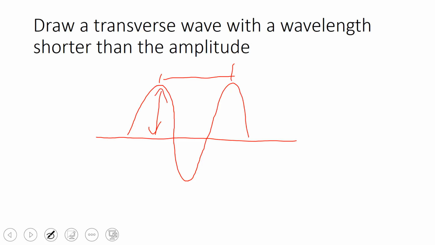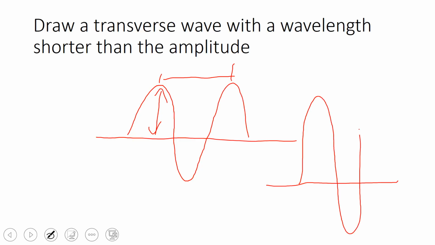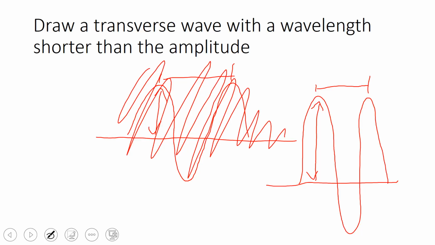We actually may need to exaggerate it a bit more. So let's redo this, and let's give a big amplitude and a very small wavelength. Okay, and so now here's our amplitude, and here's our wavelength. Remember, wavelength is measured crest to crest or trough to trough. And so this would be a transverse wave with a wavelength that is shorter than the amplitude. That is, the distance from crest to crest is less than the displacement of our materials.